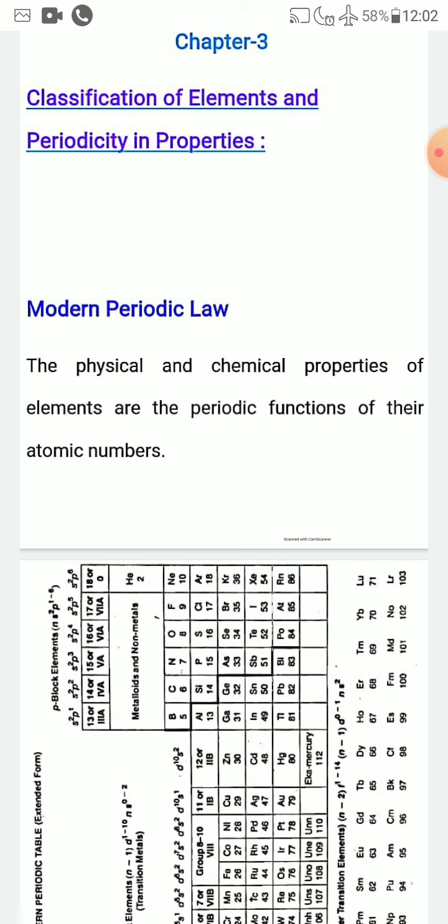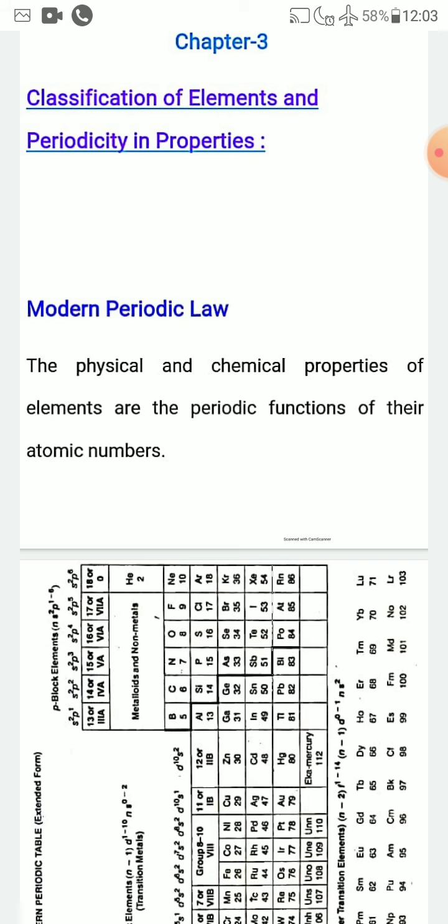Today I am going to start a new chapter, the third chapter of class 11th chemistry: classification of elements and periodicity in properties. The topic is classification of elements and periodicity in properties. According to the reduced syllabus, this chapter starts from the modern periodic table. That is, you have to read the modern periodic law, the modern periodic table, and the characteristics of the modern periodic table.